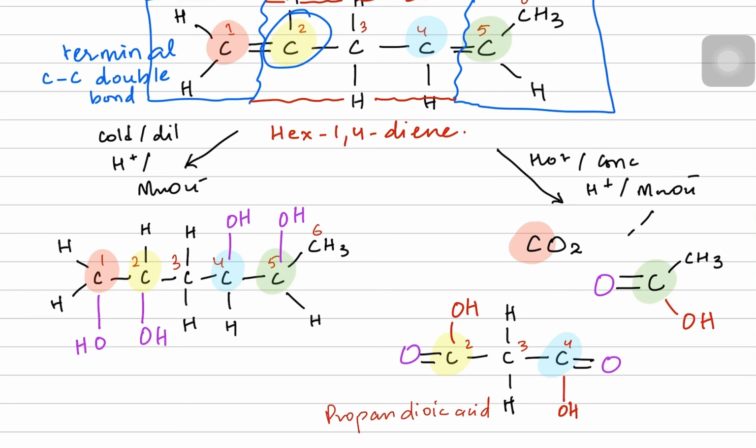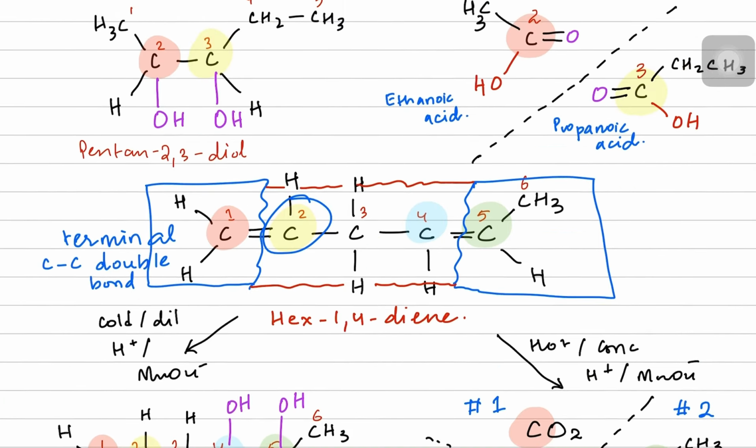Let me put dotted lines around so we know that these are your different products. Yes, these are your 3 products. Number 1, which is a gas. Number 2, which is a carboxylic acid. Number 3, which is again a dioic acid.